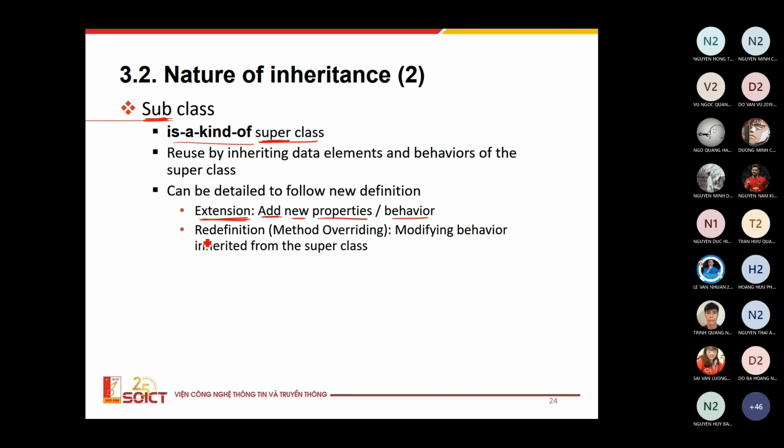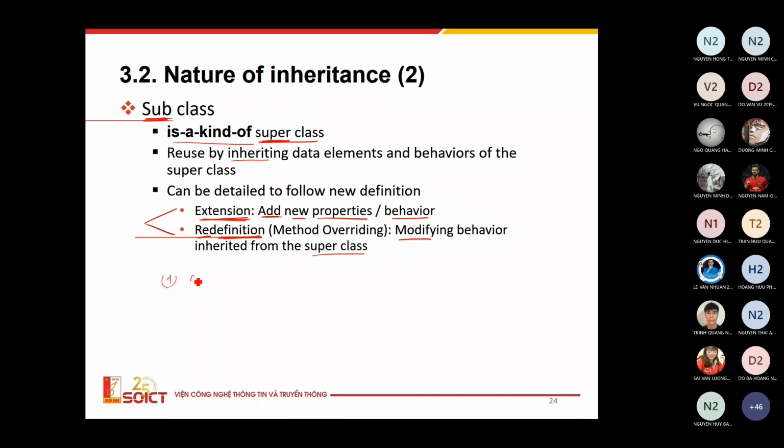Or it can redefine, or we call it override the method. That means it can modify the behavior which is inherited from the superclass. So they can do these two new things. Firstly, they inherit data from the superclass, but they can add a new one, or they can modify the inherited member. So you have to remember that.